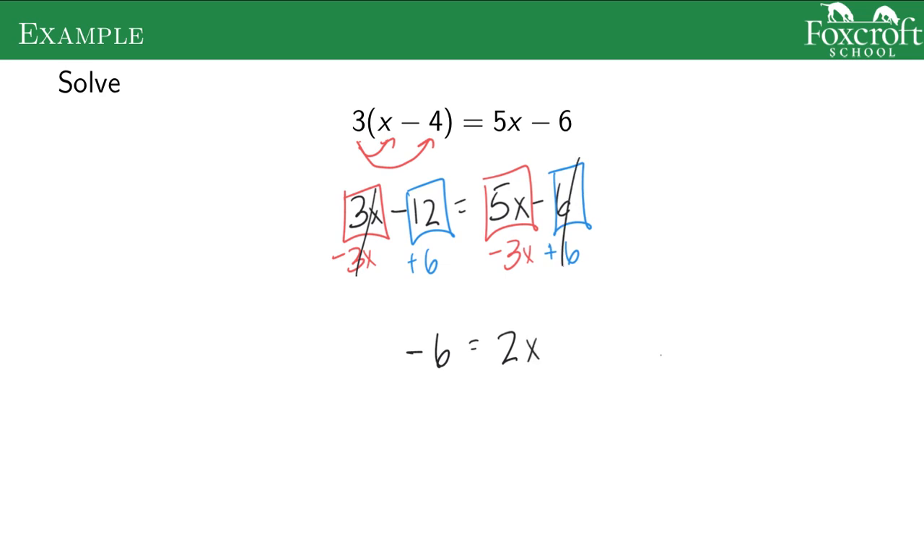I want to get that x by itself, so now I need to get rid of that 2. Opposite of multiplication is division. And that gives me my x by itself, and negative 6 divided by 2 is negative 3. All right, so negative 3 is my final answer for this problem.